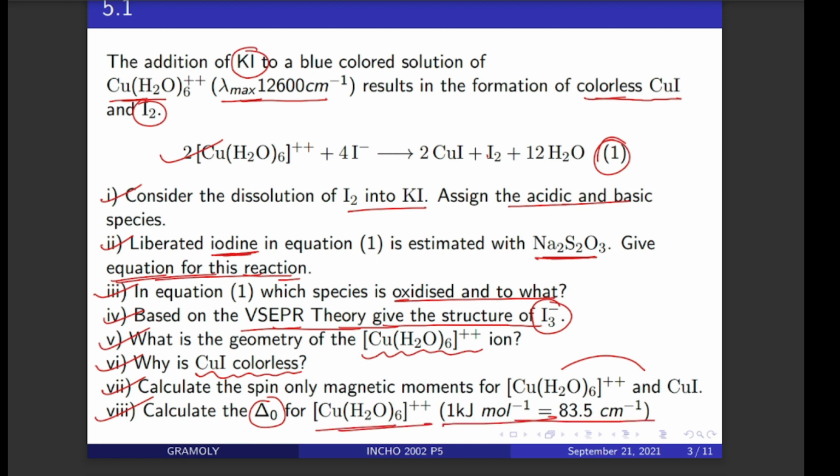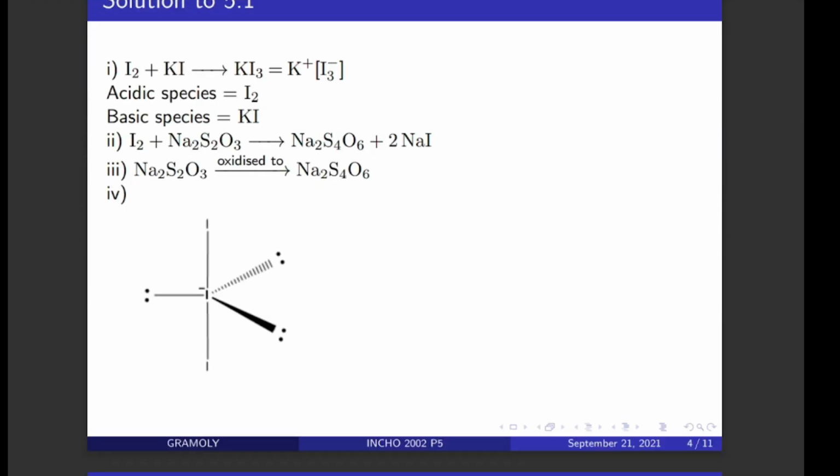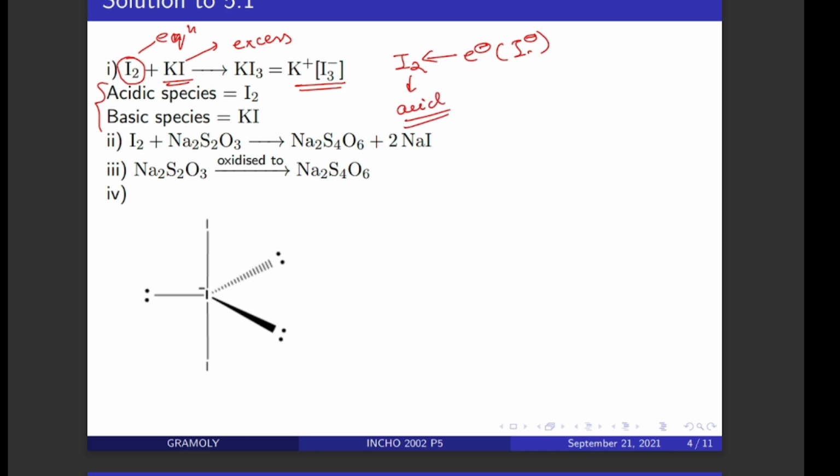Coming on to the solutions, in the first sub part we were asked about the iodine liberated from equation 1, which reacts with this excess KI. This is excess, and it forms K+ I3 minus, and we have to signify the acidic as well as basic species. As you can see, iodine is taking electrons from I minus, so obviously this would be an acid as per the Lewis concept, and similarly I minus is donating its electrons, so it would be considered as a base.